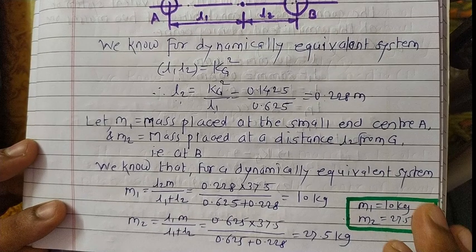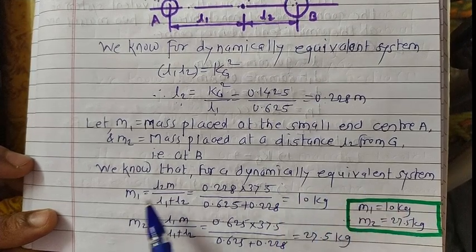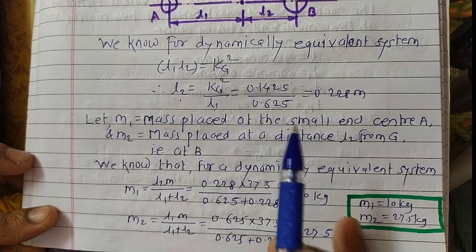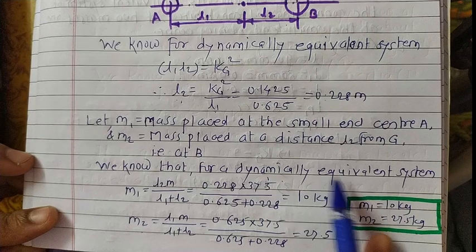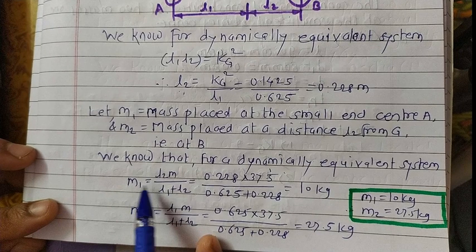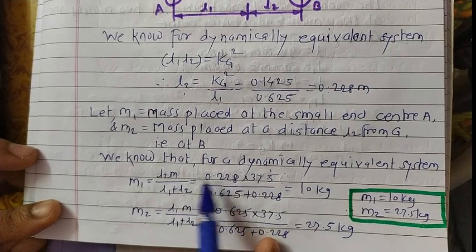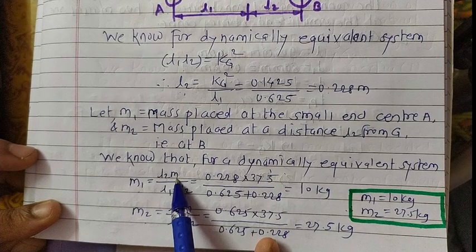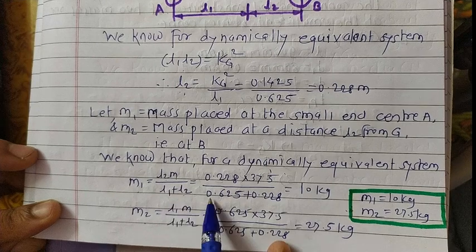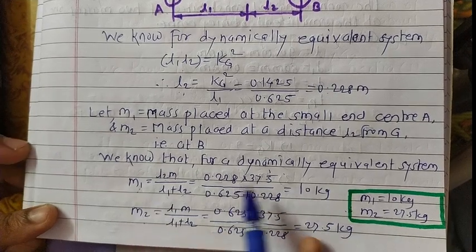Only by calculating this mass M1 and M2 can we get the information regarding this dynamically equivalent system. For that we have a simple relation: M1 equals L2 M divided by L1 plus L2. So what about this L2? L2 is 0.228 multiplied by the mass of the connecting rod, 37.5. What about the L1? 0.625 plus L2, 0.228. After calculation we found the value for this M1 as 10 kilogram.